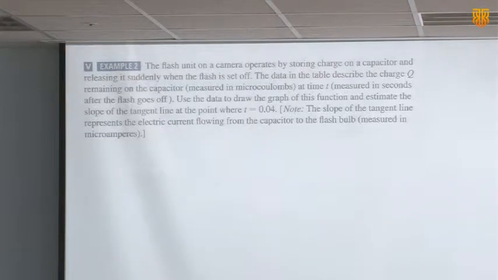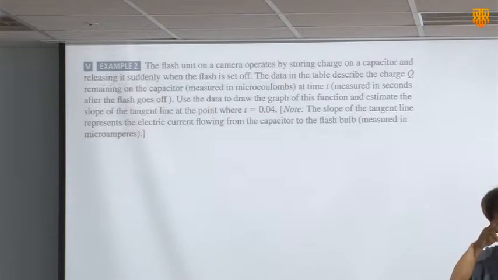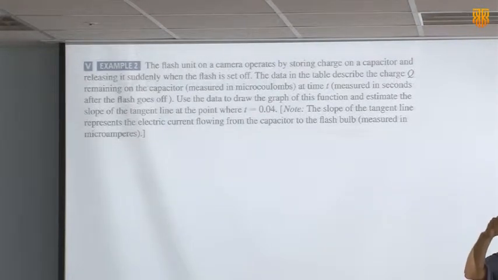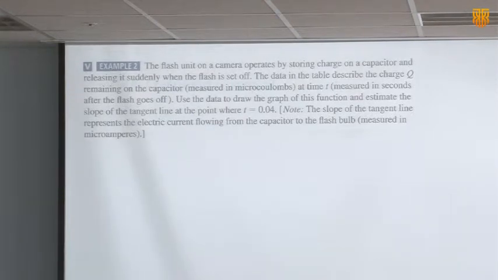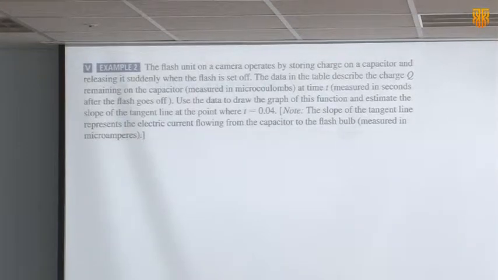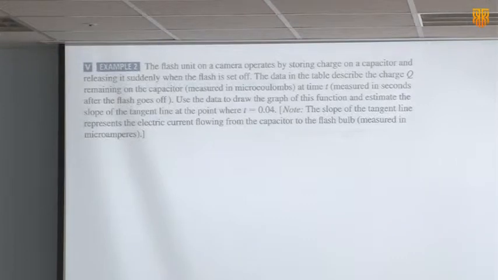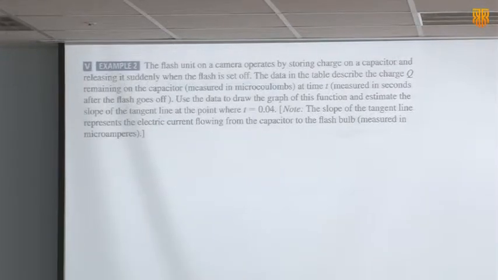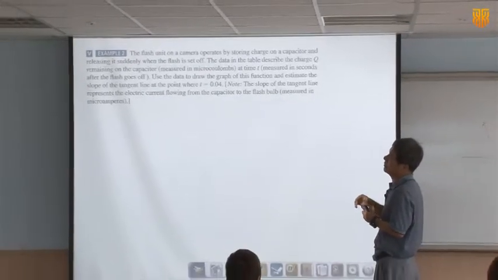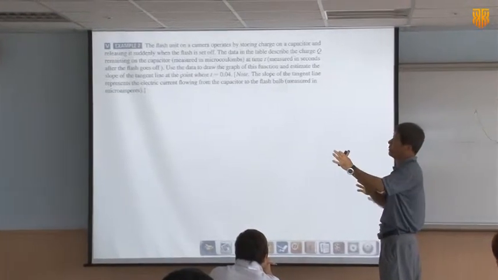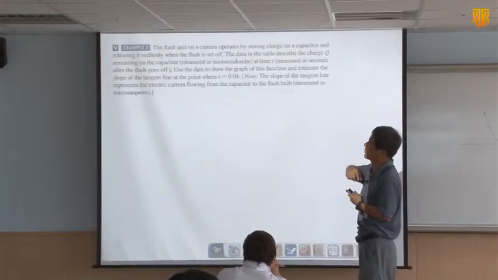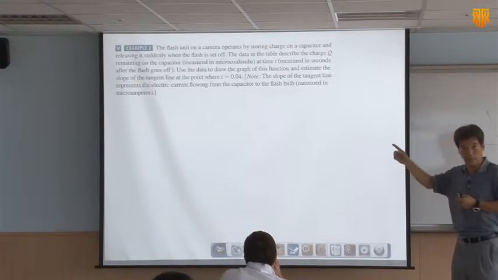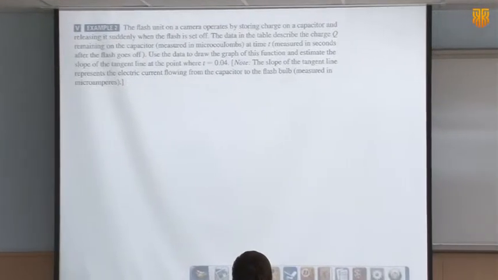The data table describes the charge Q remaining on the capacitor after you push the button, measured in microcoulombs, with time t measured in seconds after the flash goes off. Use the data to draw the graph of this function and estimate the slope of the tangent line at the point where t equals 0.04. In this case, it's not the continuous case we were talking about; this is a discrete case. Sometimes you have this kind of data, and you want to find the tangent. Think about what the tangent means here. Note that the slope of the tangent line represents the electric current flowing from the capacitor to the flash bulb.